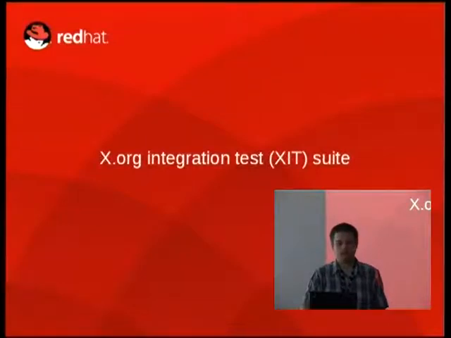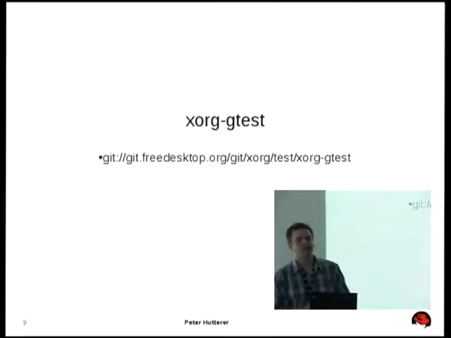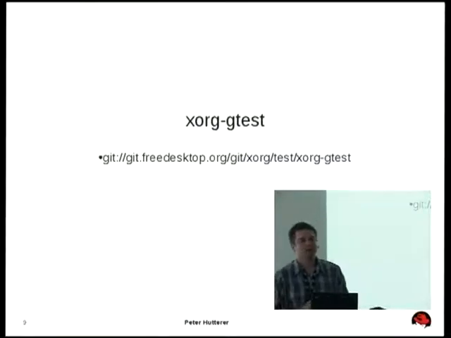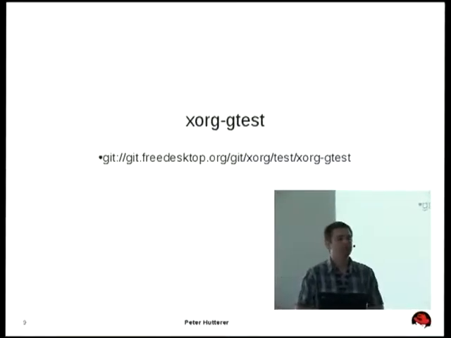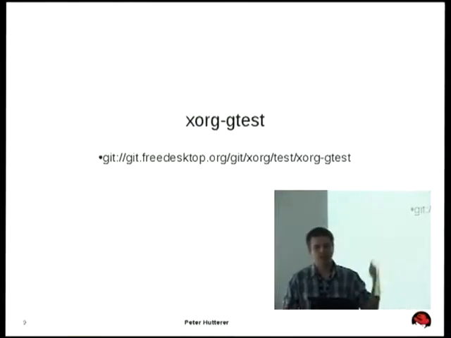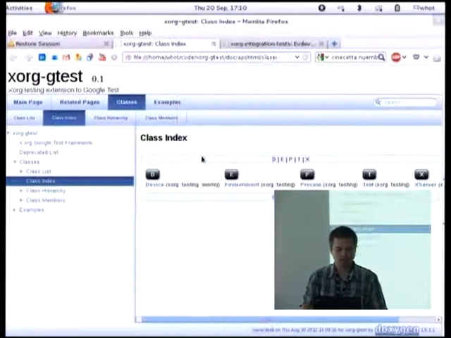So the thing I've been working on is the Xorg integration test suite, because I'm so creative with names. It's based on Xorg G-test, which was started by Thomas Voss and Chase Douglas from Canonical. They originally wrote it to do some Unity testing for the touch stack in Unity. It's already on the Xorg Git repositories.